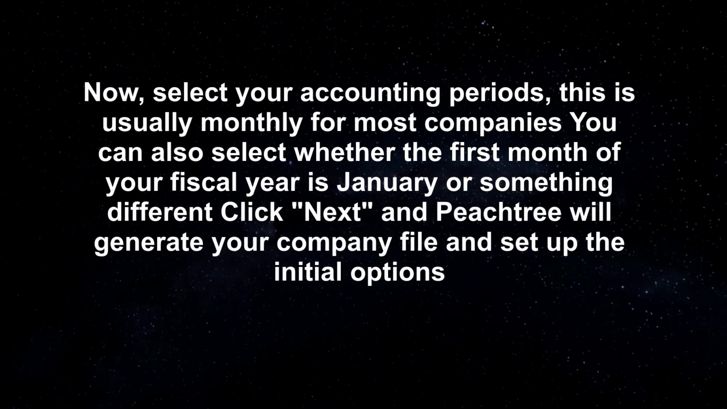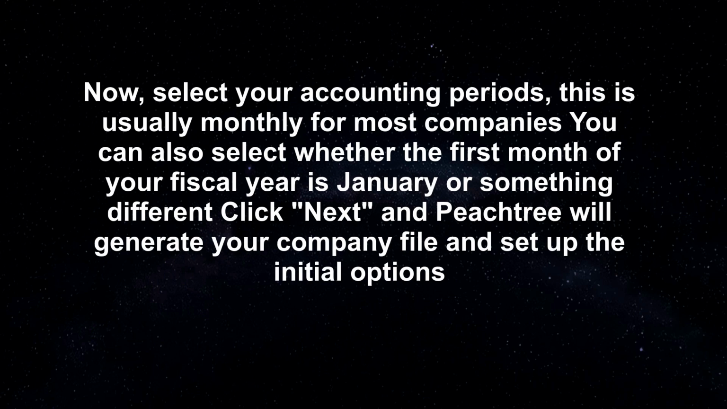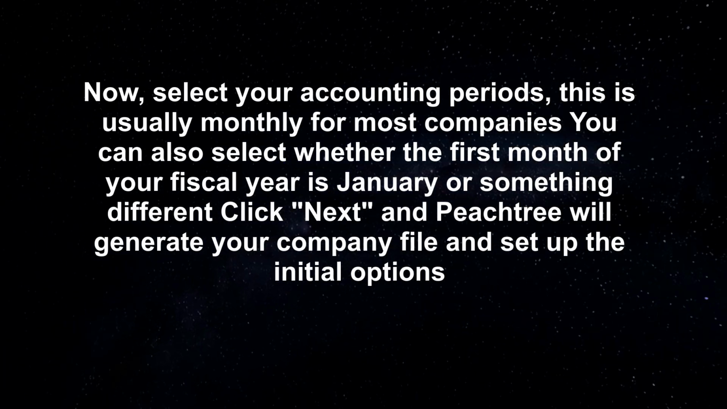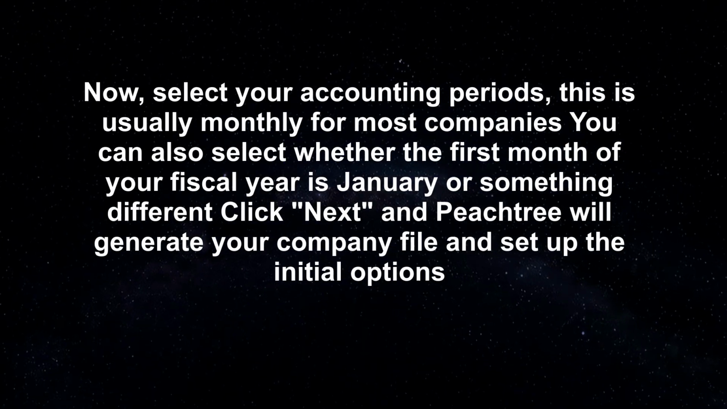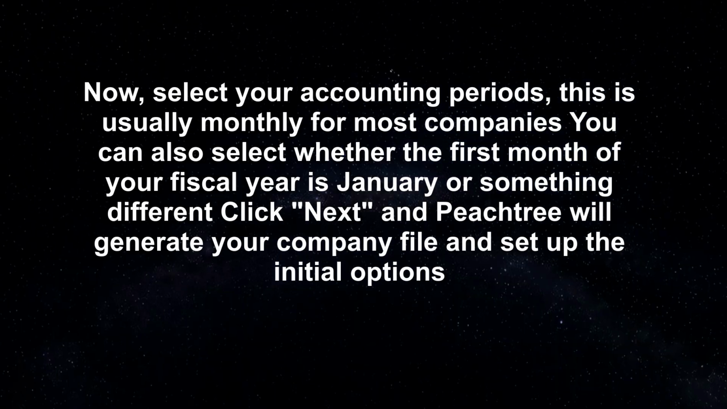Now, select your accounting periods. This is usually monthly for most companies. You can also select whether the first month of your fiscal year is January or something different. Click Next and Peachtree will generate your company file and set up the initial options.